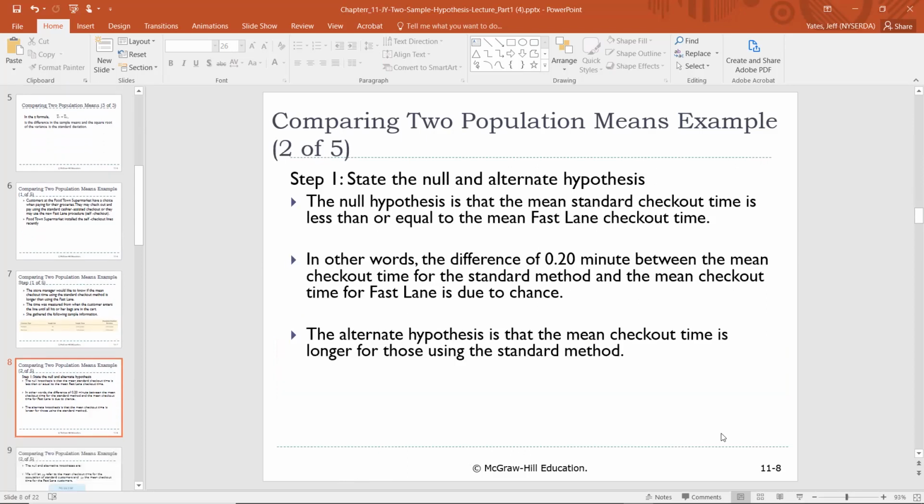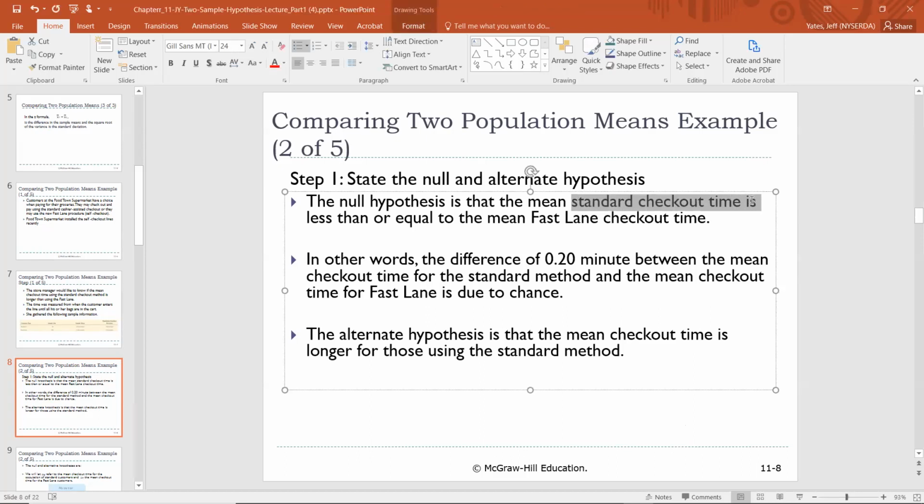So if we pop that into the formula, well, let's do our hypothesis first. The null hypothesis is that the mean checkout time is less than or equal to the mean fast lane checkout time. Again, what we're testing here is, is the new process better or not. So what we're saying here is that our existing checkout time is less than or equal to the mean fast lane checkout time.